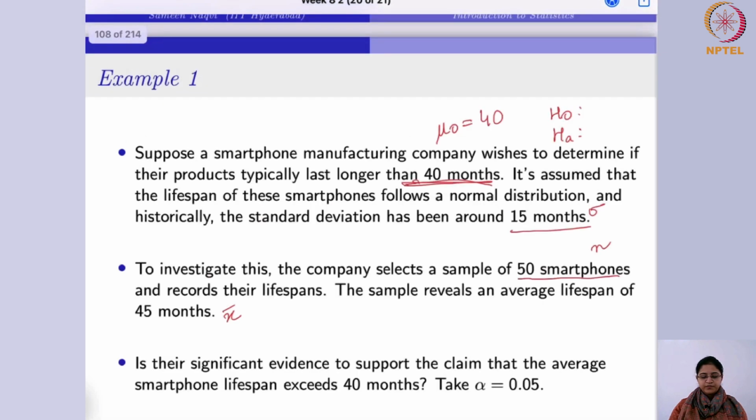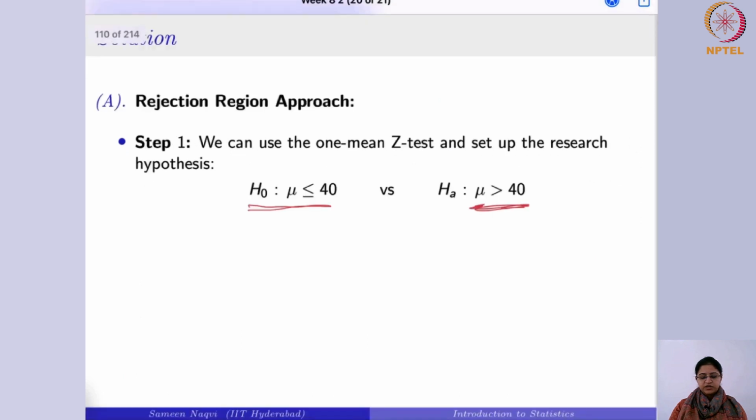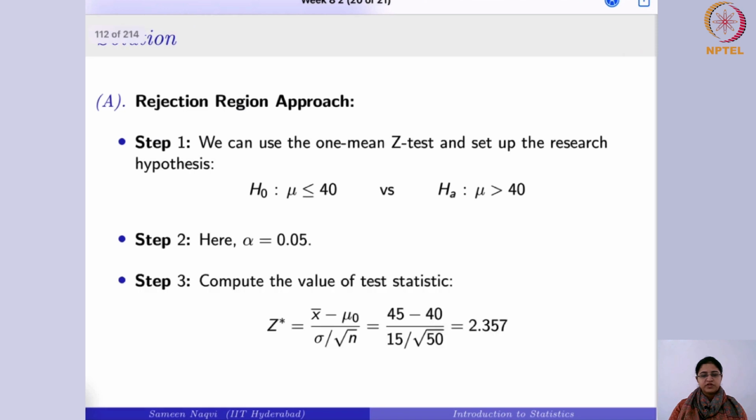Because if you see over here, a smartphone manufacturing company wishes to determine if their product typically lasts longer than 40 months. So here they are interested to see if it is greater than 40, right? So you can write the null hypothesis as that the lifespan is going to be less than 40 months. That is how you can get the hypothesis over here. Now the second step is to write the alpha value that is given to you as 0.05. You will calculate the value of the test statistic. So x bar is 45, and 40 is mu naught over here.